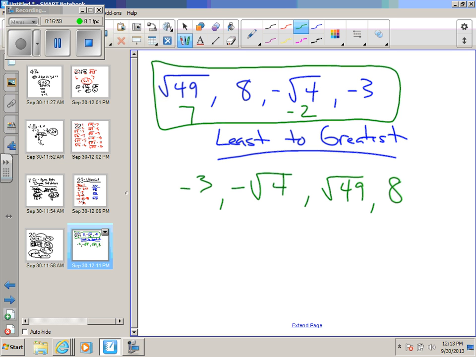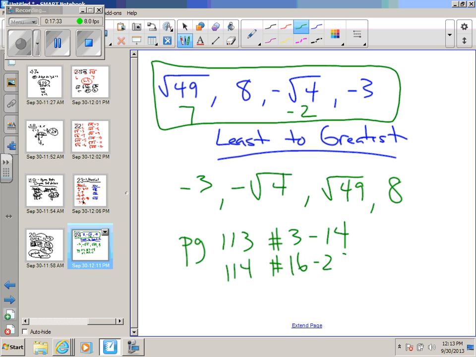Let's do this. Page 114. Here, 113. Three through 14. And 16 to 28 even.